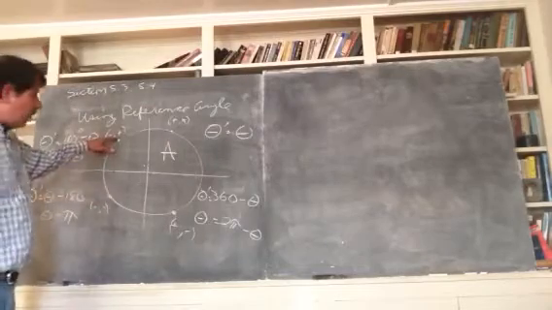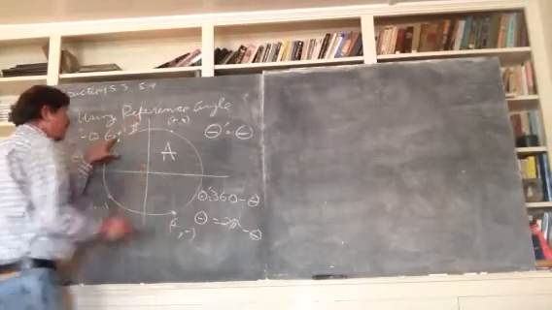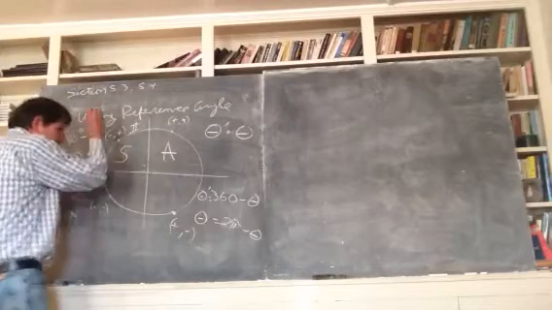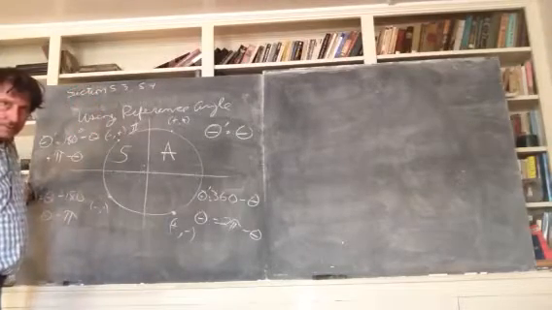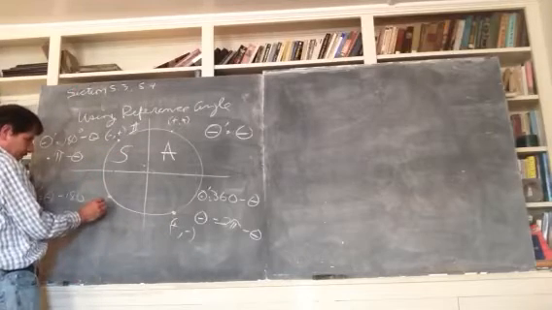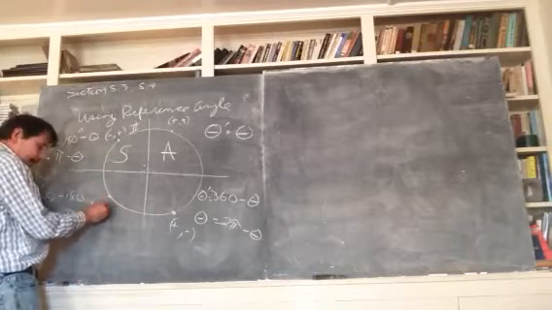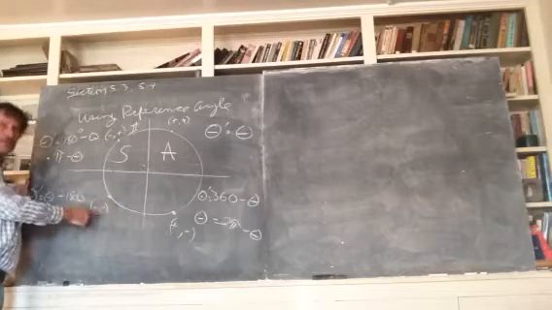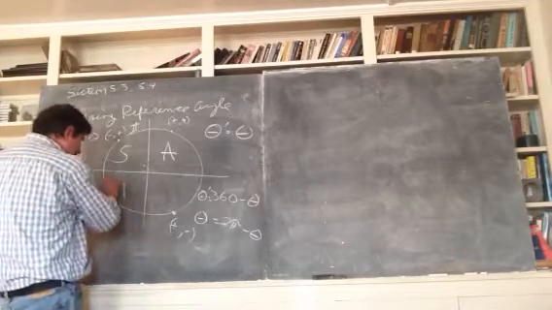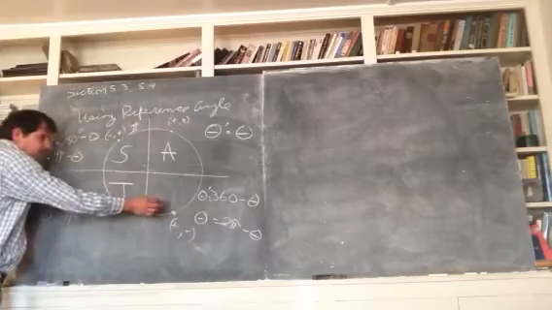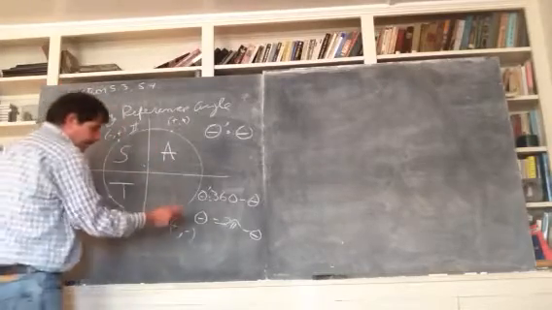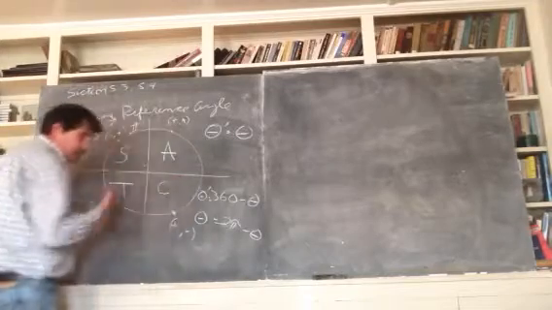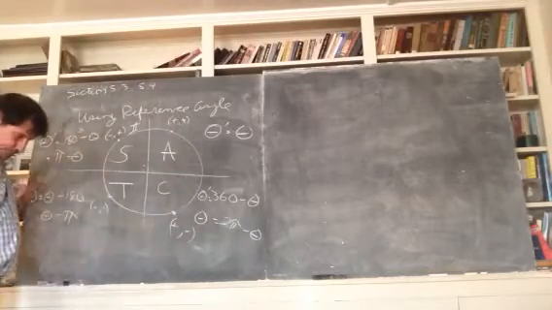Here in quadrant 2, because the y is positive, the sine is positive. In the third quadrant, the y and the x are both negative, and tangent is defined as y divided by x, and negative over negative, so tangent is positive. In the fourth quadrant, because cosine is defined as x, the cosine is positive.